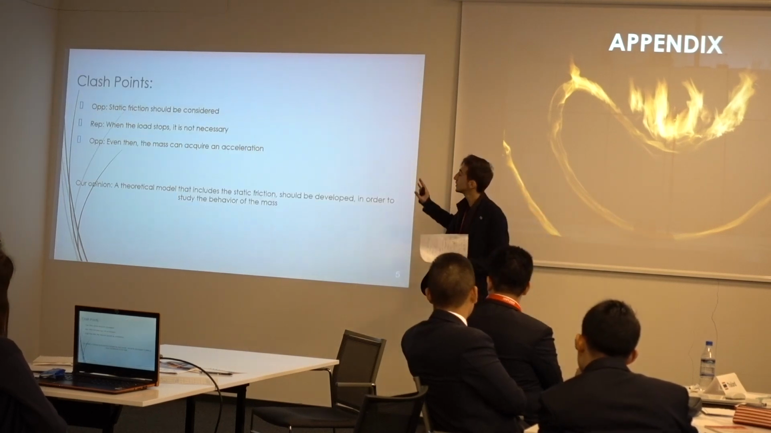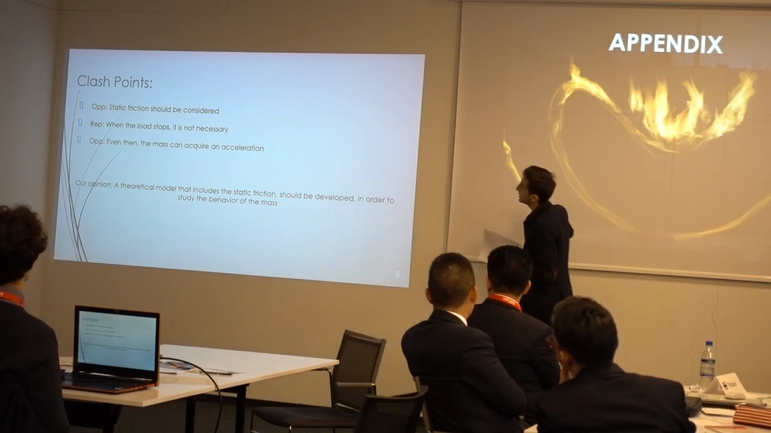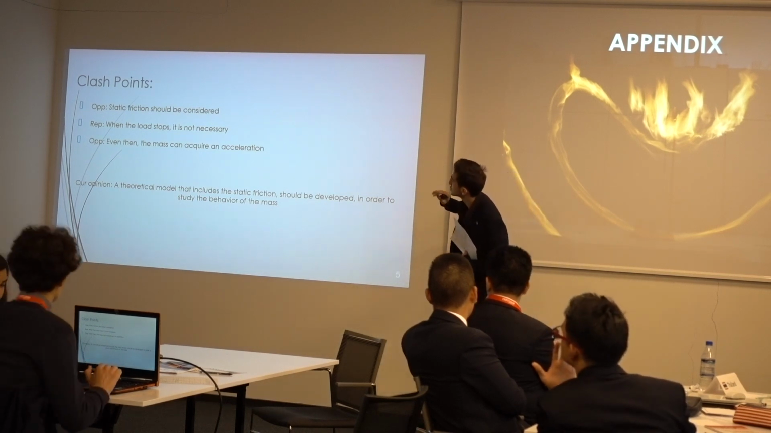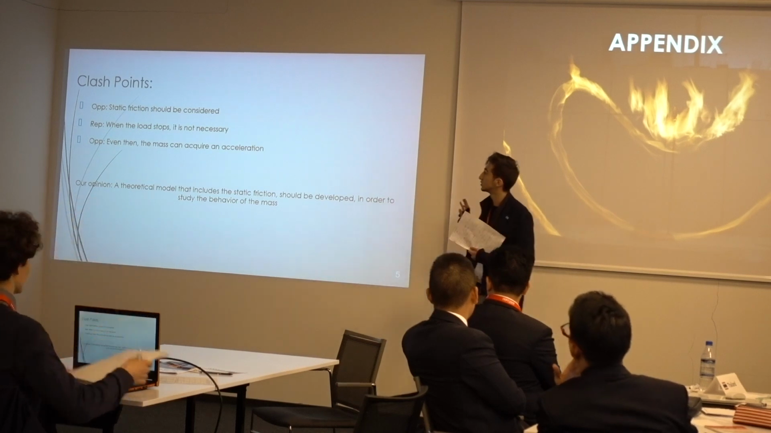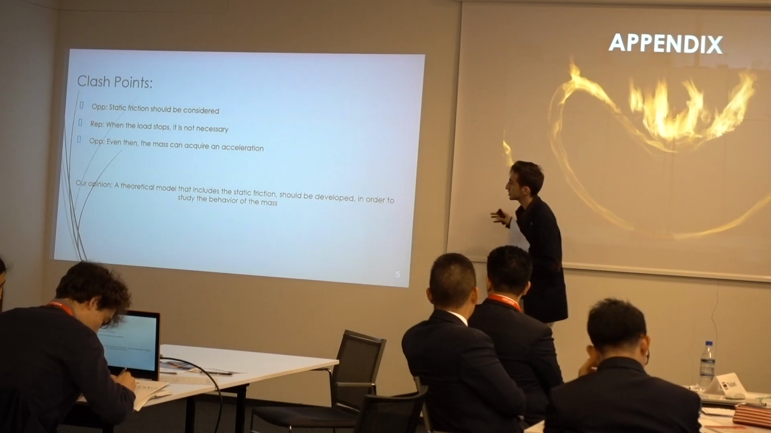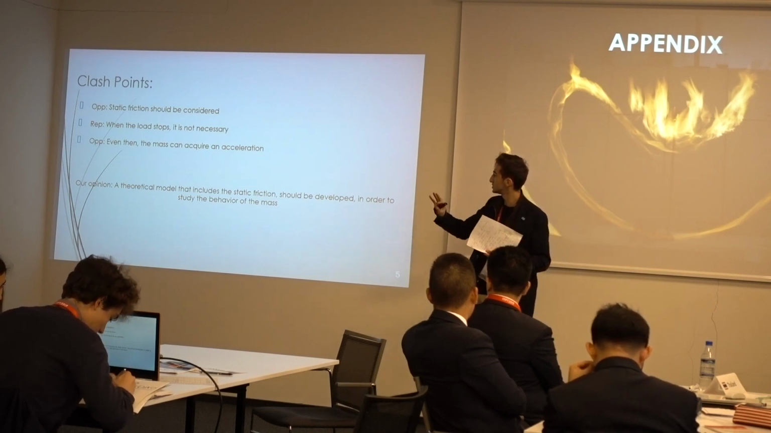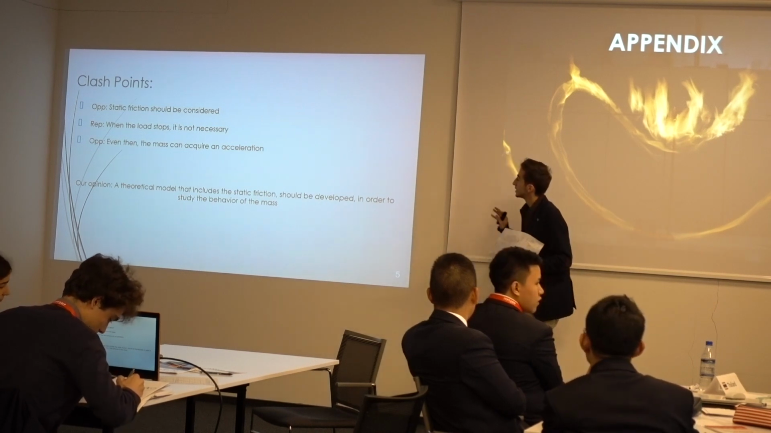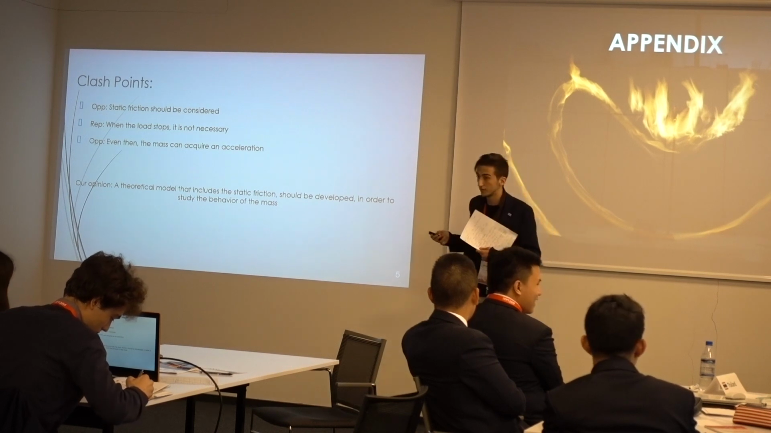Now, about some class points. The opponent: static friction should be considered. The reporter says when the load stops, it's not necessary. Opponent: even then, the mass can acquire acceleration. Our opinion: the theoretical model should include friction in order to study the behavior of the mass.